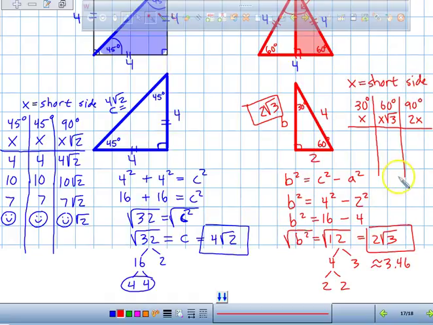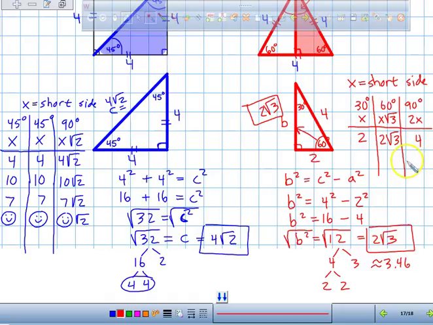What was our shortest side in this 30, 60, 90? A 2. What is the side that's opposite the 60-degree angle right here? 2 radical 3. And this is 2x. What does 2x mean? It means 2 times x. What is 2 times 2? That's why I got a 4.